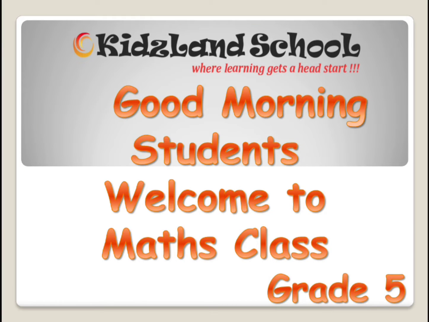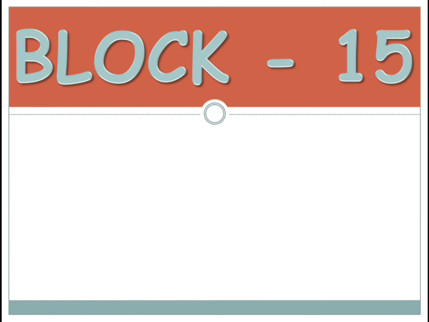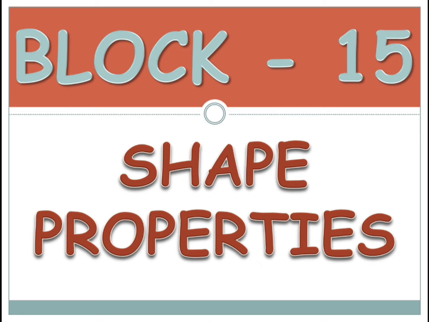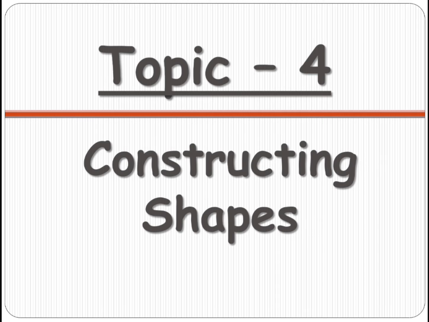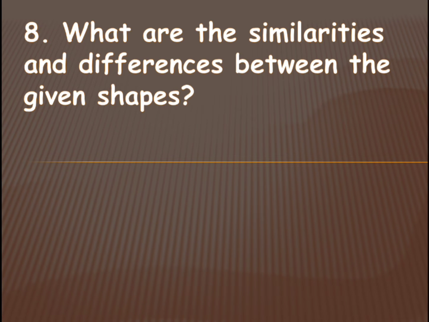So, in maths, we are solving the problems of the 15th block, which is shape properties, isn't it, children? In this, we have learned the triangle properties, quadrilateral properties, and circle properties. Now let's see the fourth topic, which is constructing shapes. The first question is: what are the similarities and differences between the given shapes? That means here they have given some shapes, and you have to write the similarities and differences.